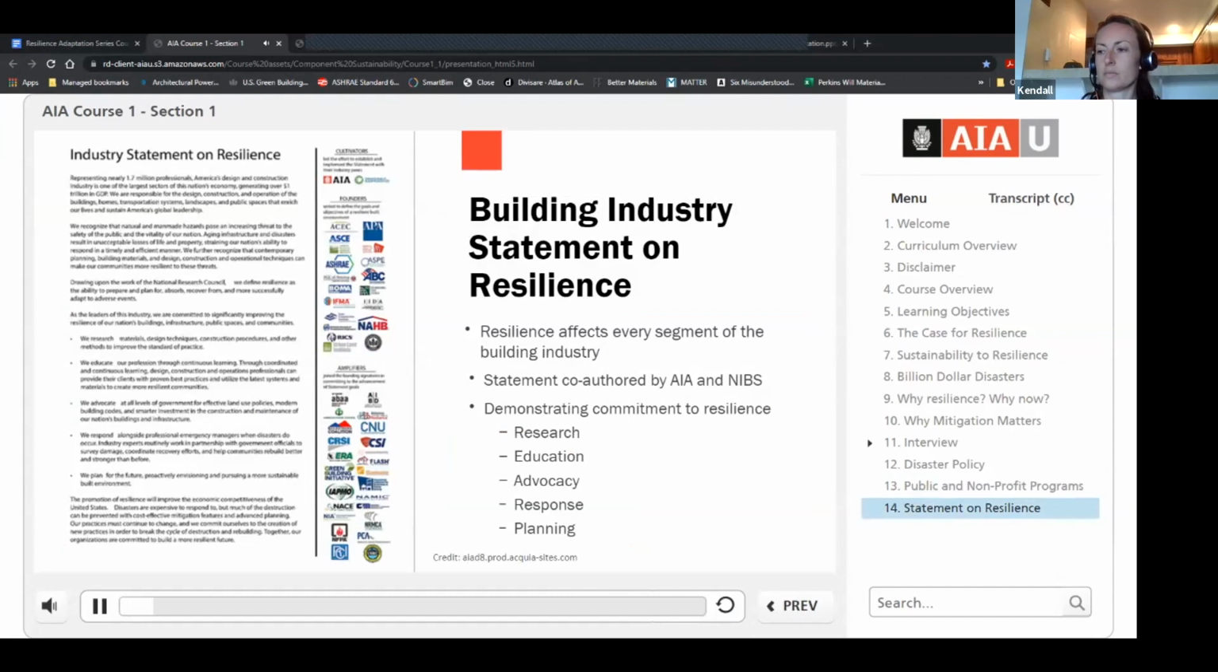Resilience is an issue that affects virtually every segment of the building industry. Recognizing this, in 2015, CEOs of more than 24 leading design and construction industry associations with more than 700,000 members generating almost $1 trillion in GDP issued a joint statement on resilience, co-authored by the AIA and the National Institute of Building Sciences, entitled Industry Statement on Resilience.